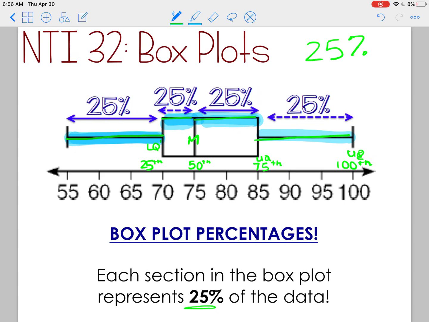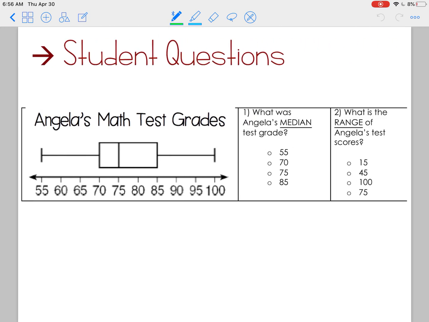All right, so let's take a look at questions 1 and 2 for this box plot. On our box plot here, it says that these are representing Angela's math grades. And the first question says, what was her median score? If we're looking at our box plot, we remember that the median is represented by the middle line in the middle of the box. So if we look, the middle line in her box is right here. That tells us that 75 was her median score.